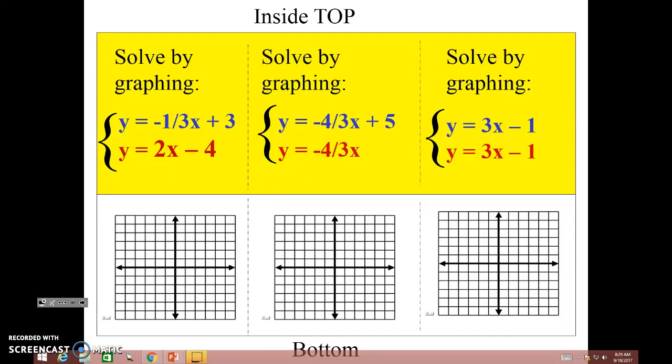Now, on your desk you should have your foldable, so you've already gone ahead and folded that in half, and we'll put that in our notebook here in a second. So this should be number 17, solving systems of equations by graphing.